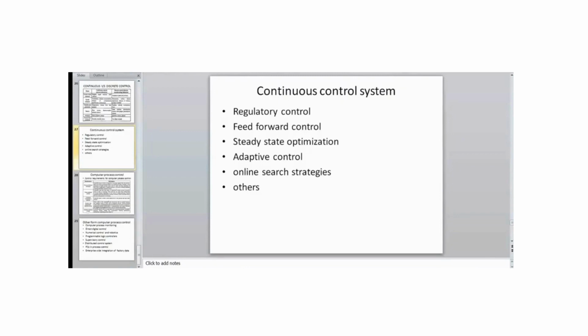So these are the different strategies, or the different control objectives, for the continuous control system. The first one is regulatory control. Second one is feed-forward control. The third one is steady state control. Next, steady state optimization. Then adaptive control, online search strategy, and others. Then the next one is computer process control.